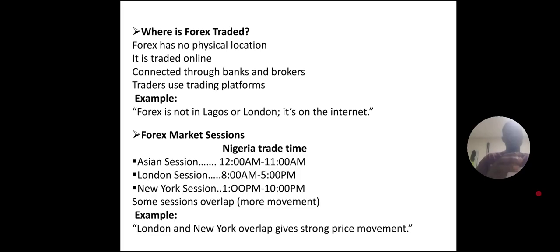So I just want us to have the foundation and the basics first, so that when those ones are coming, we can relate. Now, it is traded online. It is connected through banks and brokers. Traders use trading platforms. So for example, Forex is not in Lagos or London, it is on the internet. So what we are doing is online, the internet, so it's digital.